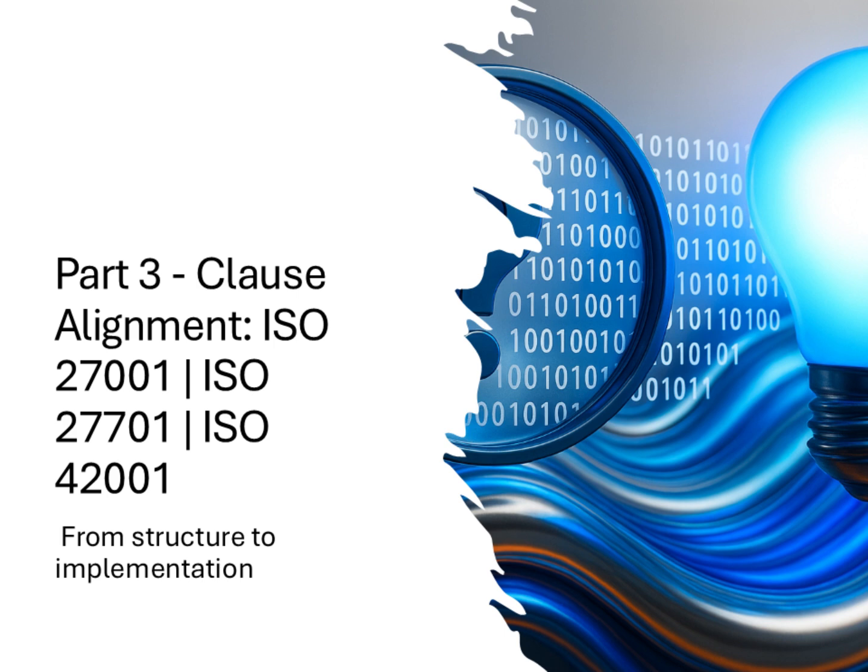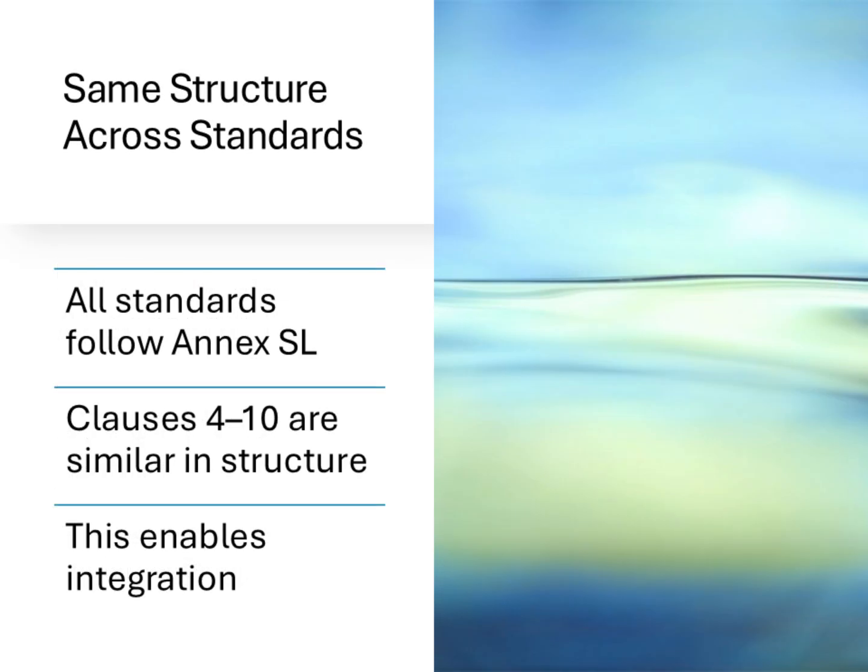One of the key reasons integration works is because all modern ISO standards follow the same structure. They are built on Annex SL, a common framework that aligns how management systems are designed and implemented. This means that clauses 4 through to 10 are not only present in each standard, but they follow the same structure and intent. And that's what creates the opportunity for integration. Because when the structure is aligned, organizations don't need separate systems. They can design one management system that supports multiple standards at the same time.